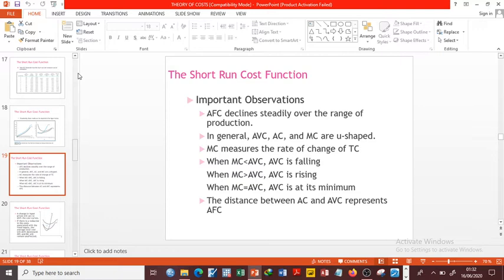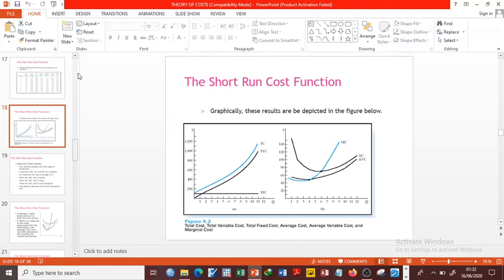And when marginal cost is greater than average variable cost, average variable cost will be rising. And when marginal cost is equal to average variable cost, average variable cost will be at its minimum. So this is what we mean by this.